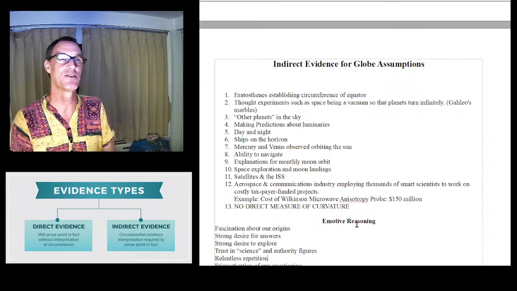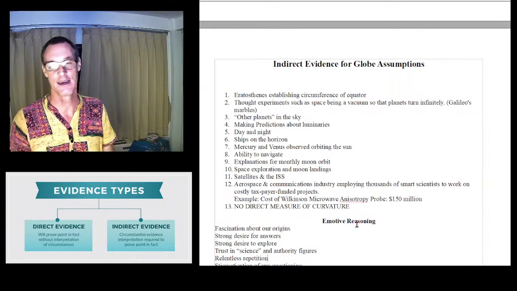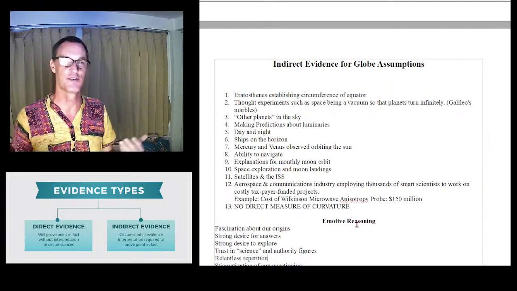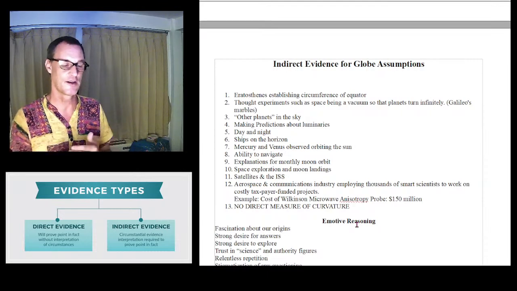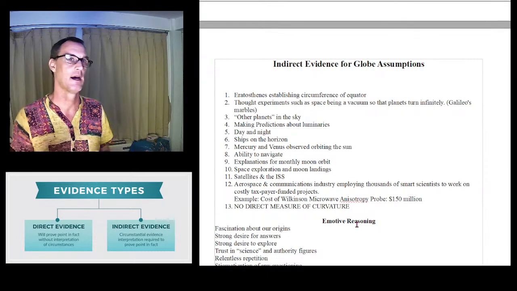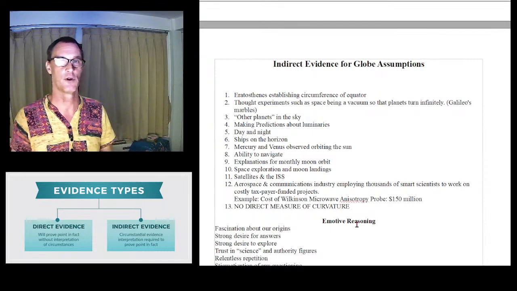Making predictions about luminaries. Again, what we went back to with the scientific method. If they say, oh, I can make a prediction that such and such is going to happen, and I believe that it's all in this, I can show it in this heliocentric model, and voila, they've got their proof of their theory. Day and night are really just a really simple one.